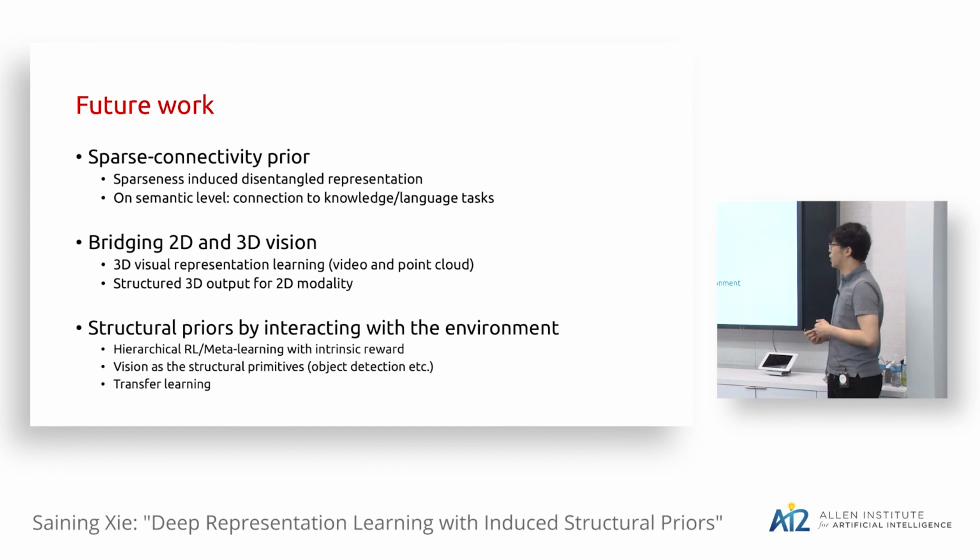Also, I want to see how we can really move from 2D to 3D. 3D really means the temporal domain or the geometric 3D domain. Can we learn better representations on these different data modalities? And another thing I want to do is to try these structural priors by interacting with the environment. What I'm interested in is some hierarchical IL approach, a meta-learning approach with intrinsic reward, and maybe using vision as a structural primitive.